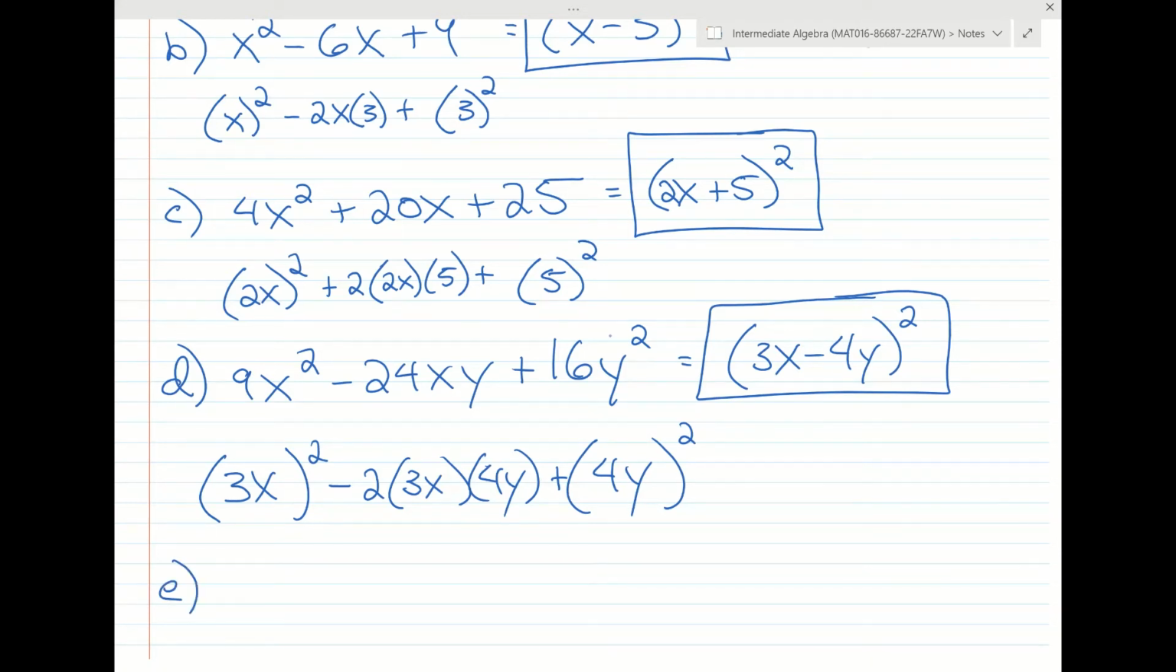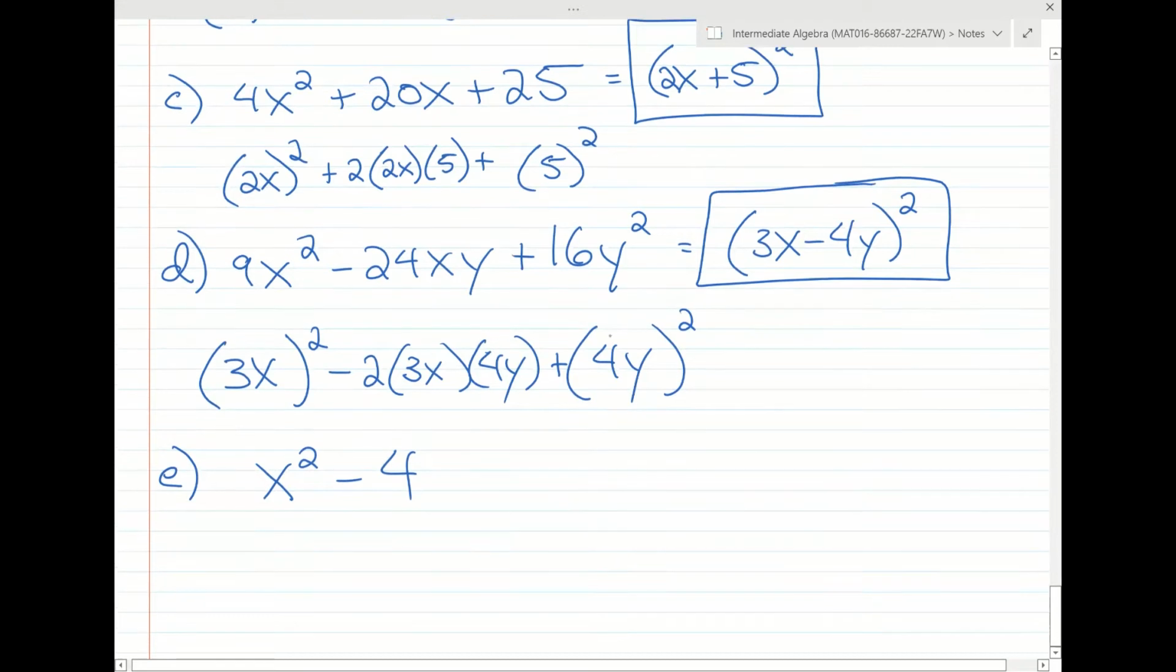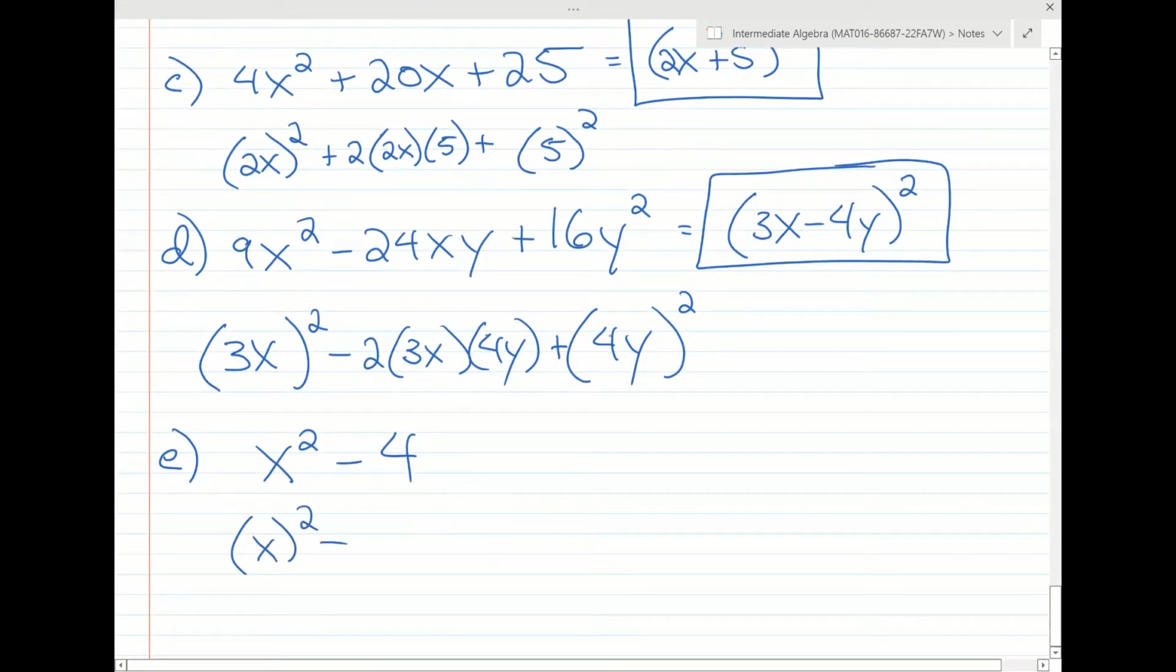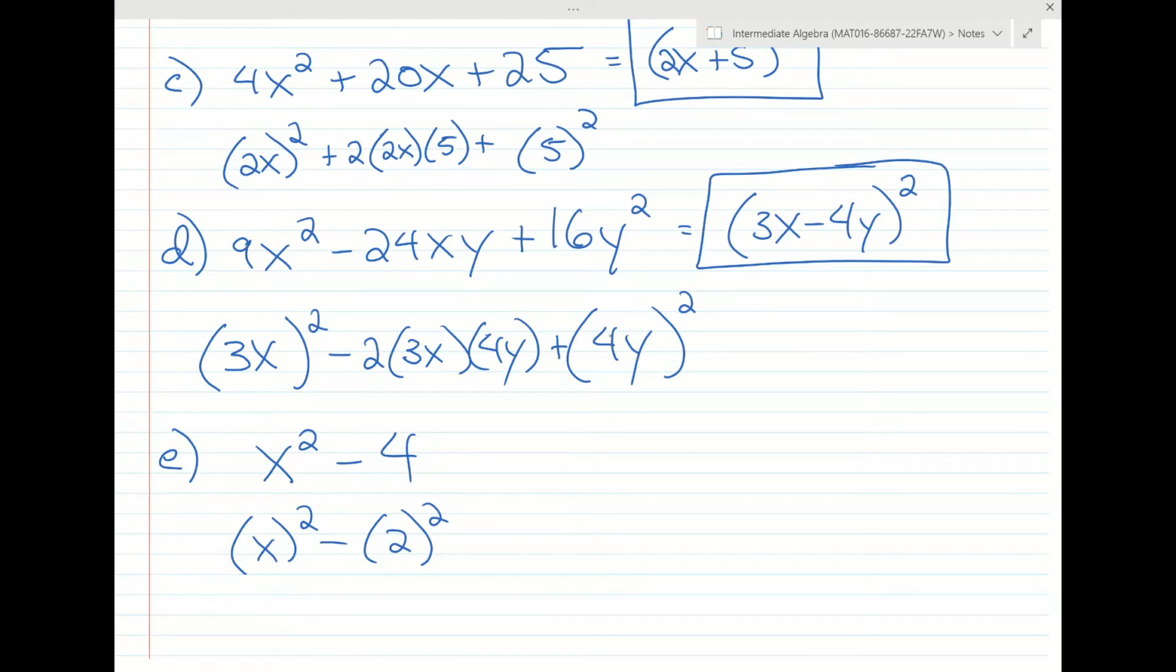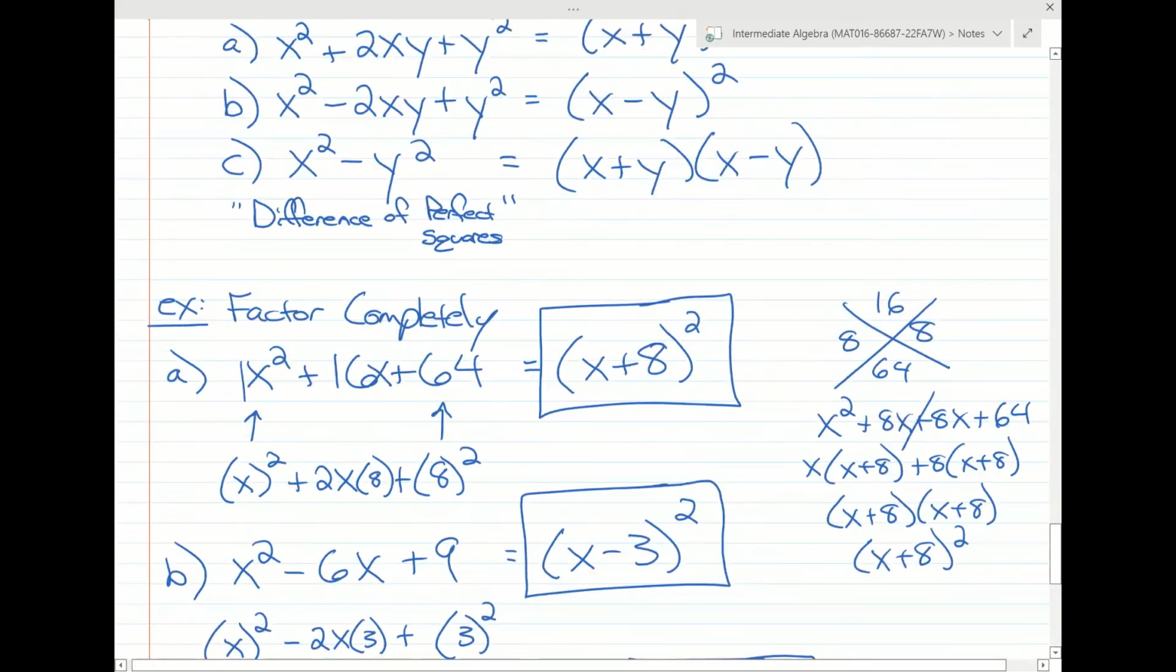What if we had x squared minus 4? Well, x to the second is really the same thing as just x times itself. 4 is the same thing as just 2 times itself. So if you go back to our special cases, it looks like this one.